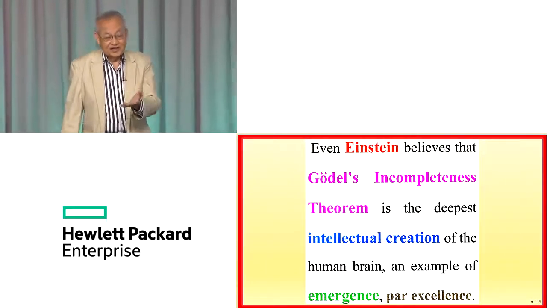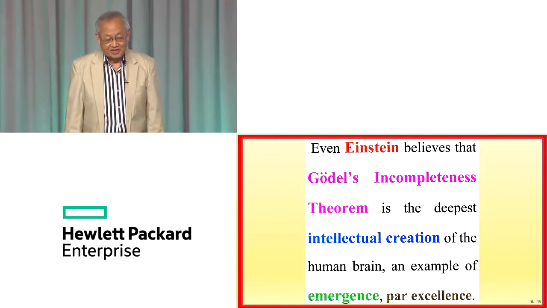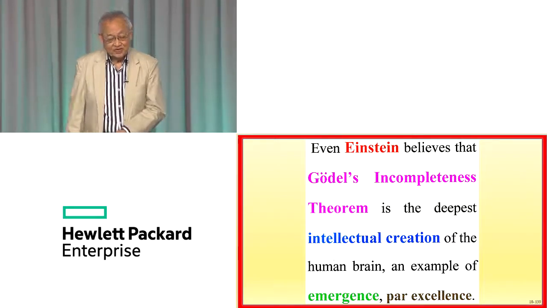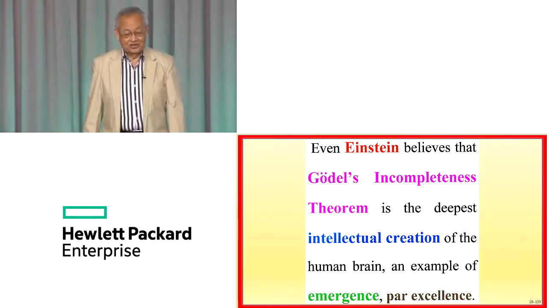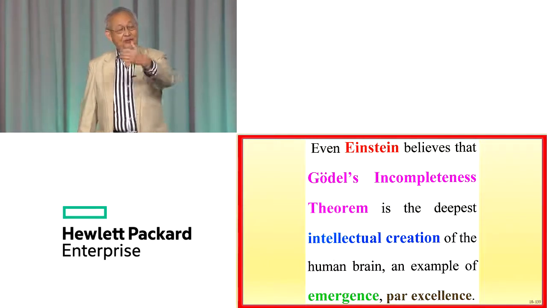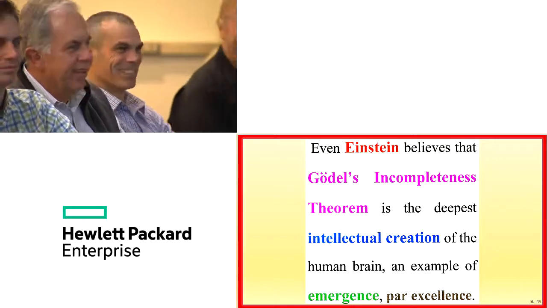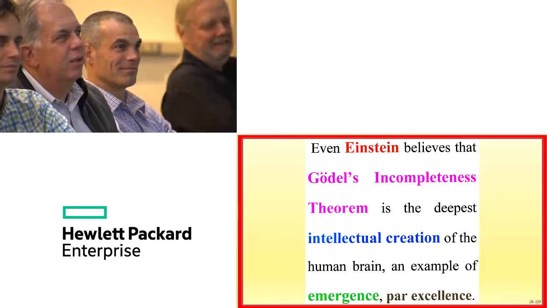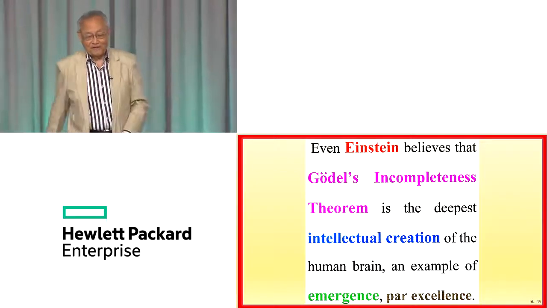In fact, even Einstein believed that Gödel's incompleteness theorem is the deepest intellectual creation of the human brain, an example of emergence par excellence. You've got to be crazy to be able to come up with this theorem. And indeed, he was crazy. He died thinking that he was going to be poisoned, and he just starved himself to death.